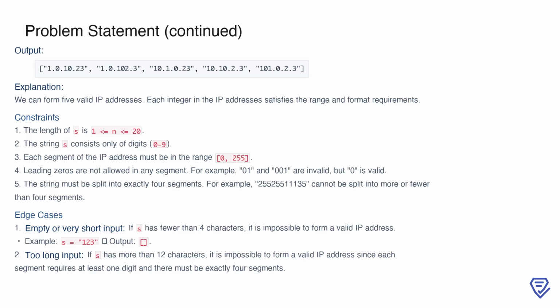The constraints of the problem are also important to keep in mind. The string S must have a length between 1 and 20, and it can only contain numeric digits. Each segment must fall within the range 0 to 255, and leading zeros are not permitted, except for the single-digit 0. Additionally, the string must be split into exactly 4 segments, no more and no fewer.